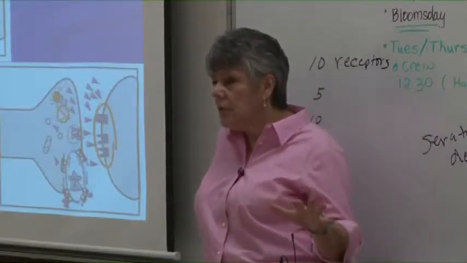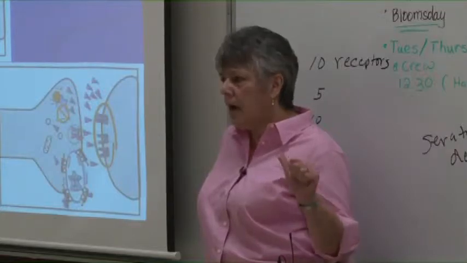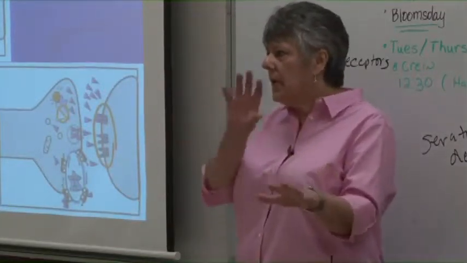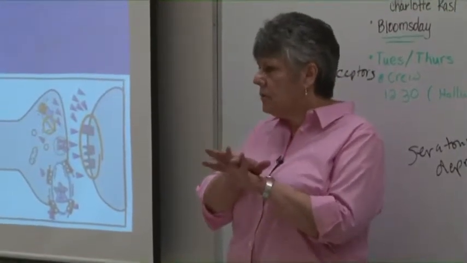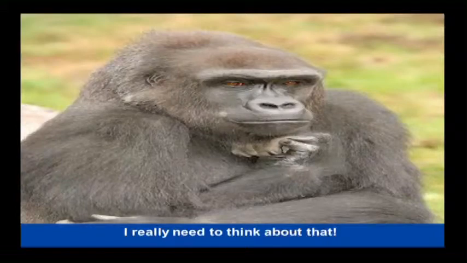Too few neurotransmitters, that means I have to build more receptors. That's called upregulation. So you're going to have to know the correlation between receptors and neurotransmitters. Remember that. He really needs to think about that.